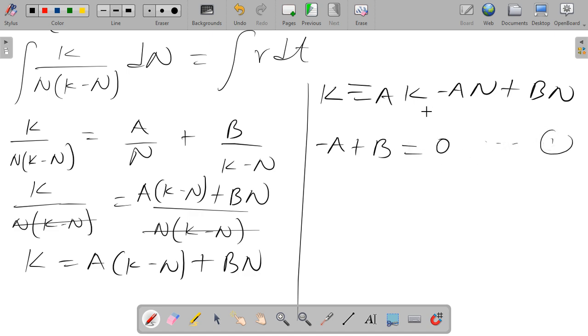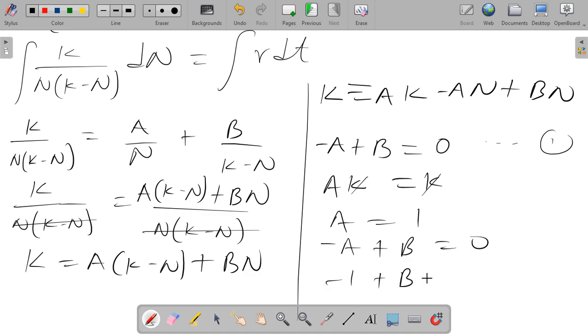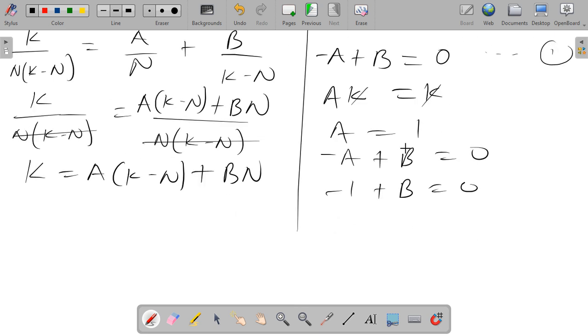Now in the right hand side, what does not have n is ak. ak does not have n, and it is equal to what does not have n in the left hand side, which is k. So if this cancels this, obviously a is equal to 1. So if a is equal to 1, if I put 1 here, I'll see that minus a plus b is equal to 0. So minus 1 plus b is equal to 0. So obviously b is 1. Sorry, is b 1 or minus 1? This is coming here. b is equal to 1 as well. So a is equal to b, which is equal to 1.